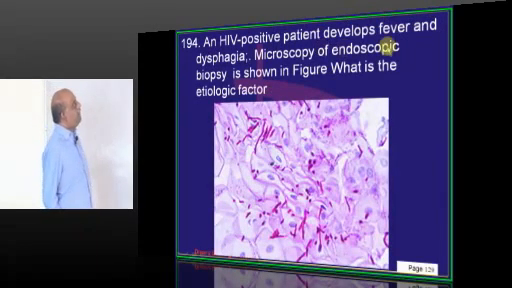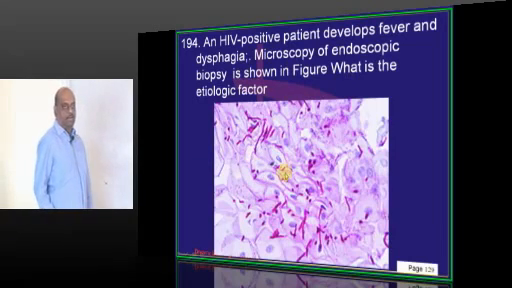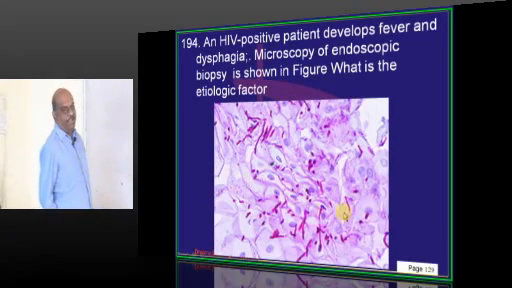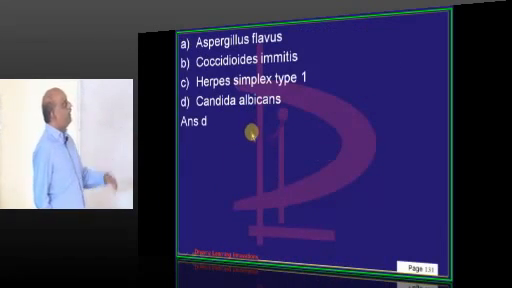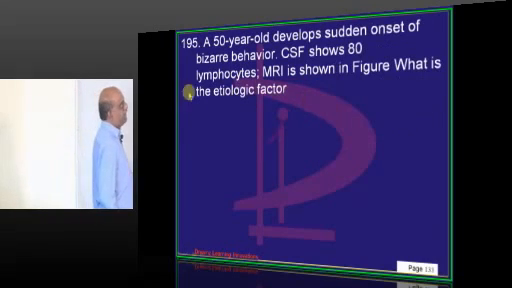An HIV positive patient develops fever and dysphagia. Endoscopy is being done. So you are finding the hyphae, which is very typical of Candida albicans infection, yeast and hyphae.